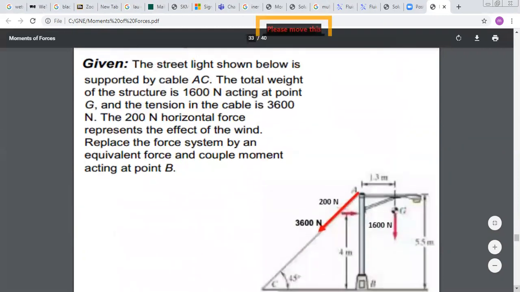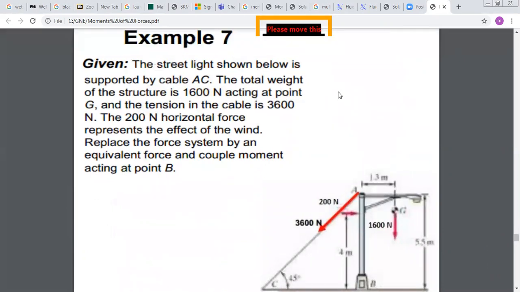Okay, in this problem, the street light shown is supported by cable AC. The total weight of the structure is 1,600 Newton, acting at point G, and the tension in the cable is 3,600 Newton. The 200 Newton horizontal force represents the effect of the wind. Replace the force system by an equivalent force and couple acting at B.